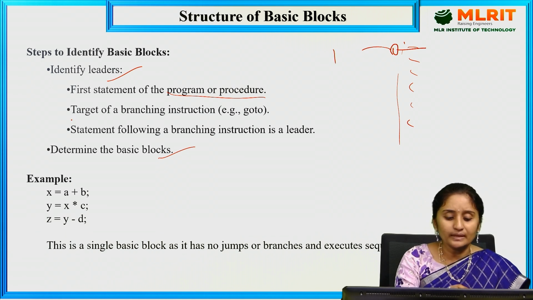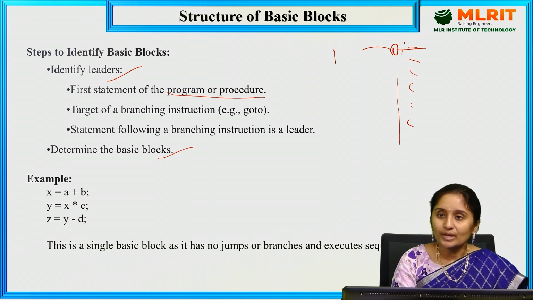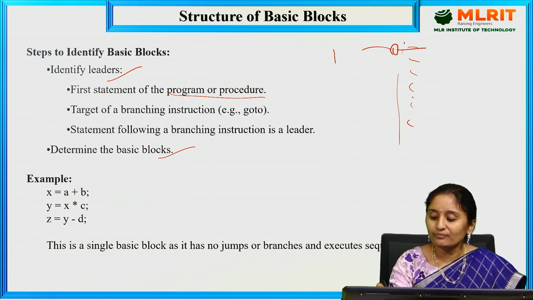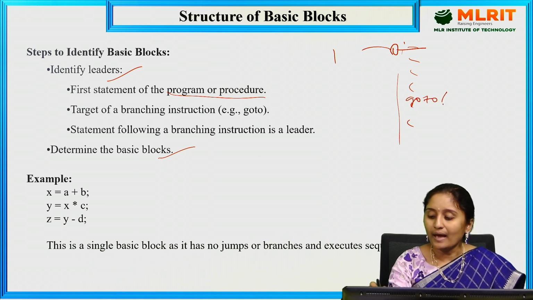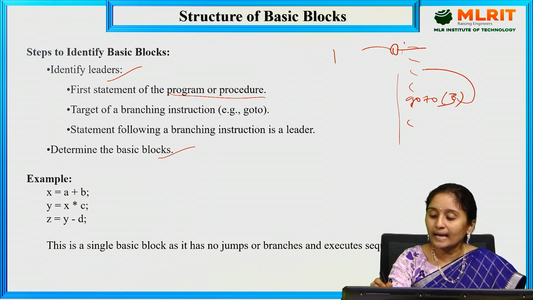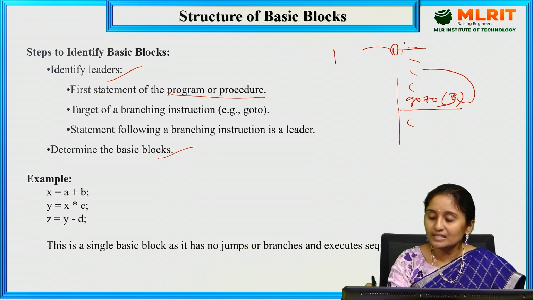Next point is the target of a branching instruction. The target of a branching instruction is, for example, after some statements, I have go to line 5 or go to line 3. It is nothing but to which line it is moving, the target of this branching instruction.